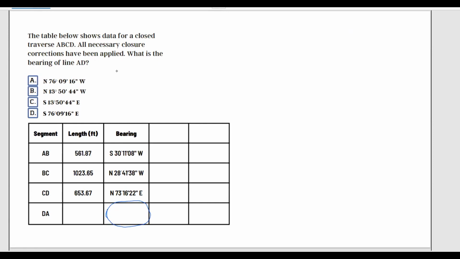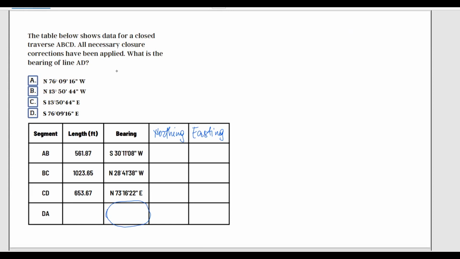In order to do that, we're going to have to find a few more pieces of information here. And this is why I left this empty. We're going to have to find the northing and easting. And these values are going to help us find the length and the bearing of line AD.